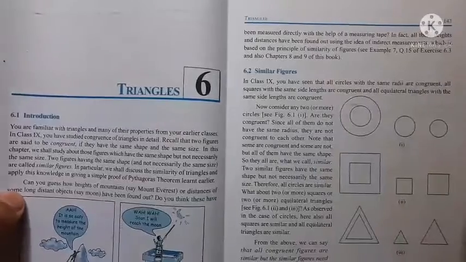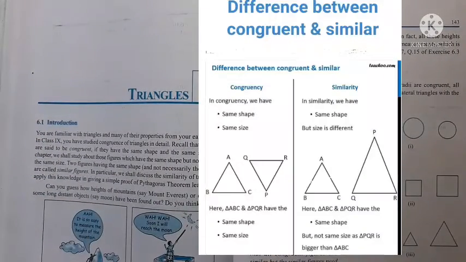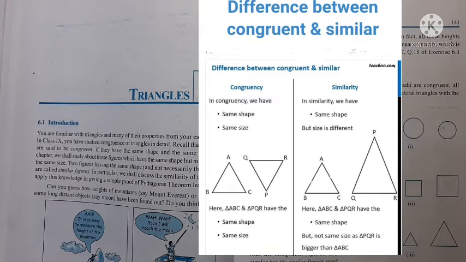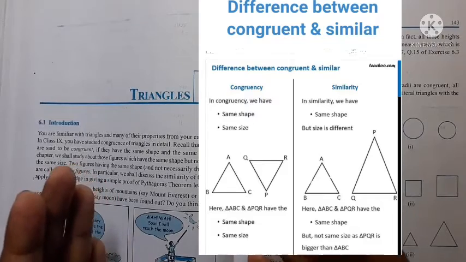So let's understand the difference between congruency and similarity of triangles. Congruency: in congruency, the shape is the same and the size is the same for any two given figures. The shape and size both must be the same, then we can term the given figures as congruent.